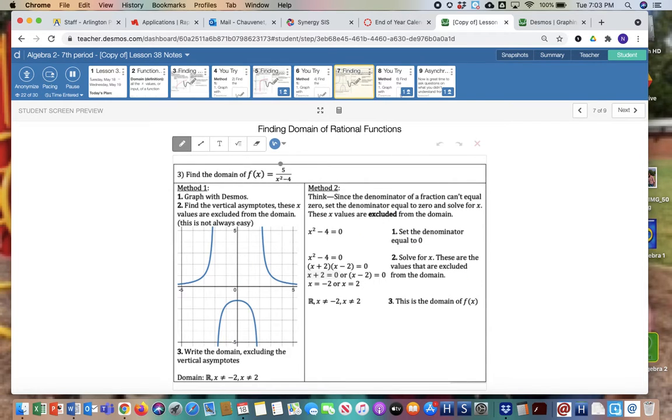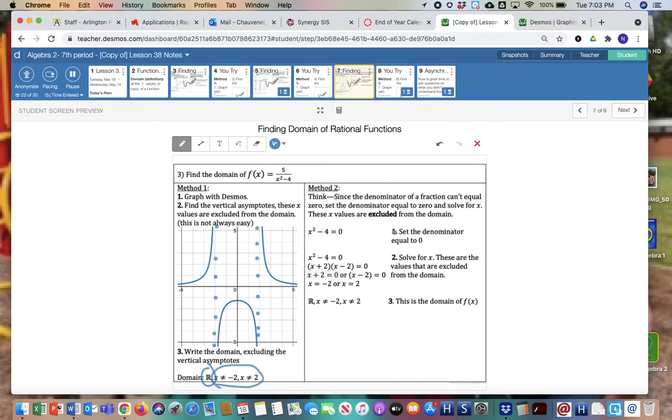All right, now what about the rational function? That's where we have a fraction and the variable is in the denominator. One way to do it again is to graph it with Desmos. We graph it and look for the vertical asymptotes, those lines that it cannot equal. Whatever those values are, that's what x cannot be. In this case, it couldn't be 2 and it couldn't be negative 2. So we say the domain is all real numbers except negative 2 and 2, which is why you have the equals sign with a line through it.